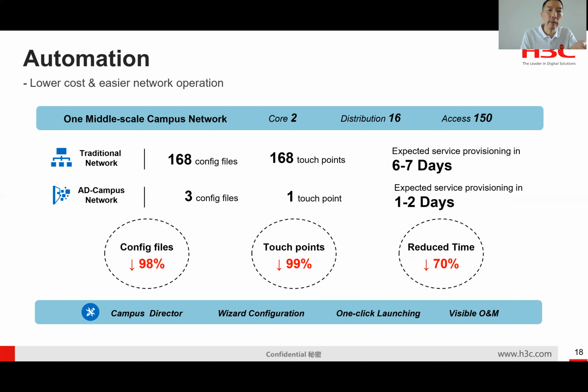Then all the configuration within the switches is dynamic, or software defined. So you don't need to bother that this access switch in a different location will have a different configuration. No, same config file. So we have only one config point, just the ADCampus director. Traditionally, if you deploy 168 switches, you need to configure 168 switches individually. And of course, we can shorten the whole configuration time for the whole network.